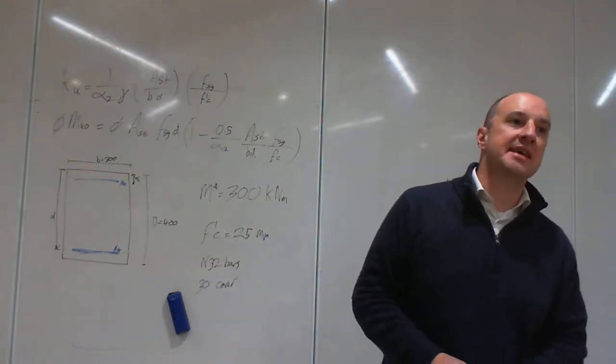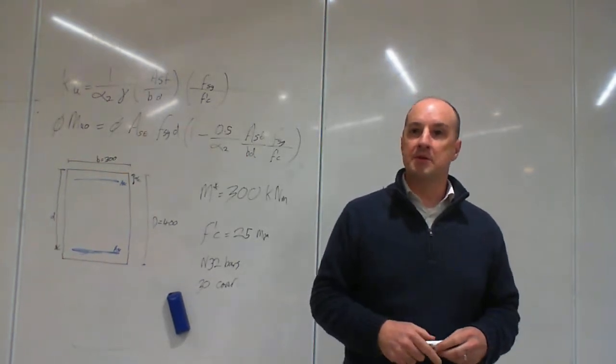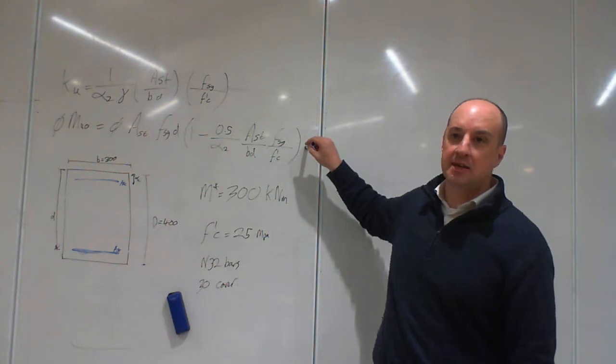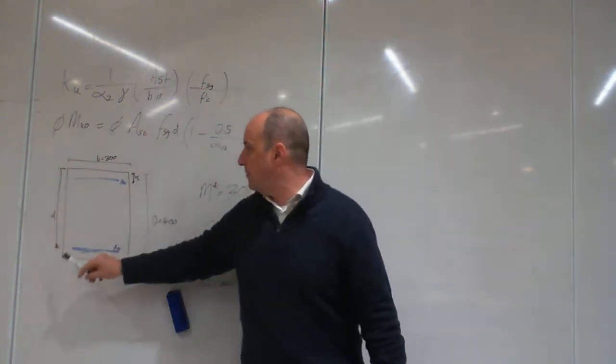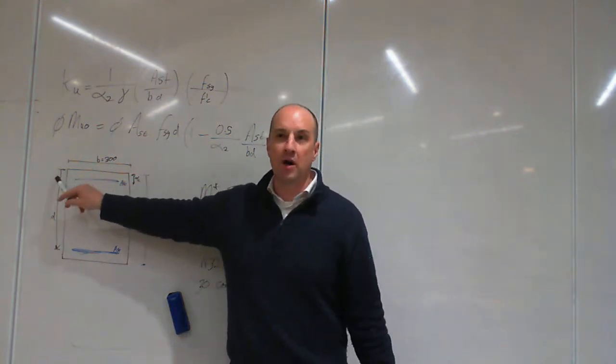Okay, this is an example of how to design a double reinforced concrete beam. So we've got an example here. First, these are the two equations we'll be using today. This is our example beam. It's a beam 400 millimeters deep, 300 millimeters wide.